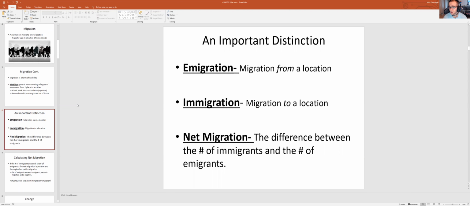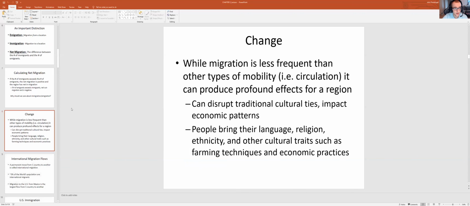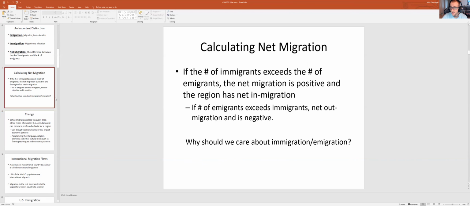And immigration, migrating to. And then net migration is literally just the difference between the number of immigrants and the number of emigrants, so you can see a total of movement of migration. I won't ask you to calculate net migration, so don't worry about that. But if you're interested, slide number 7 indicates how to do that.